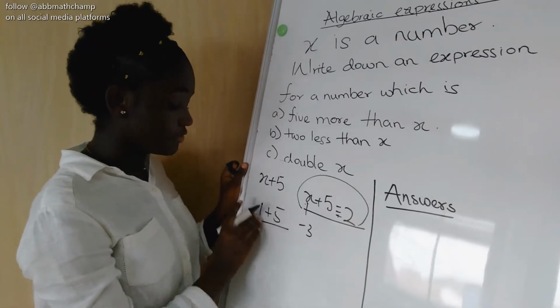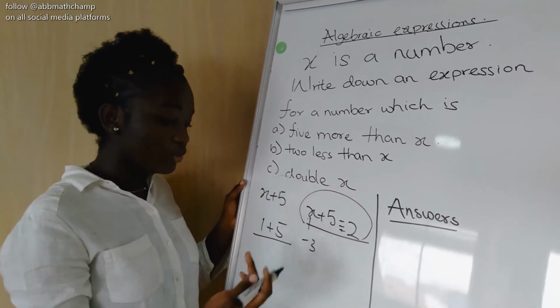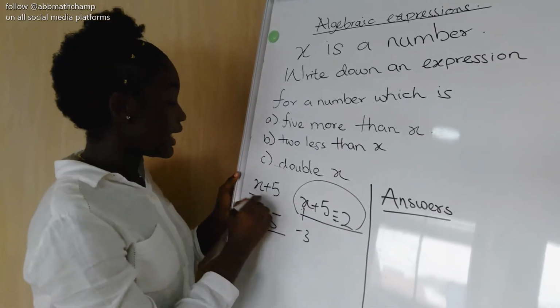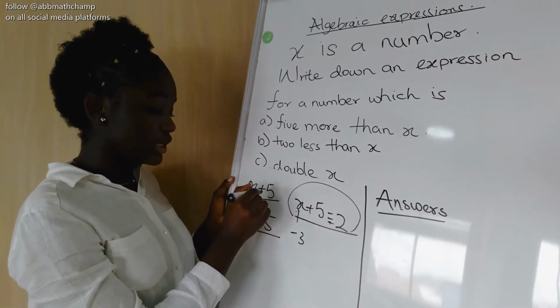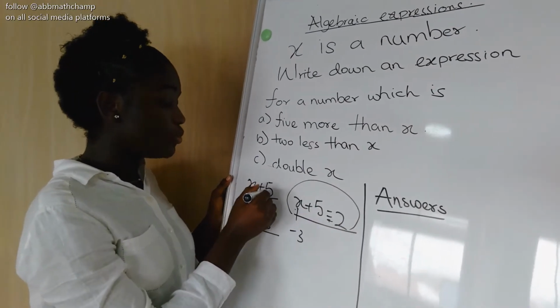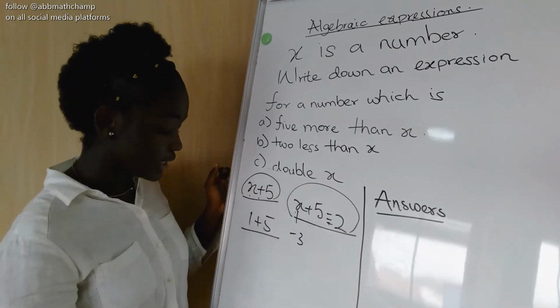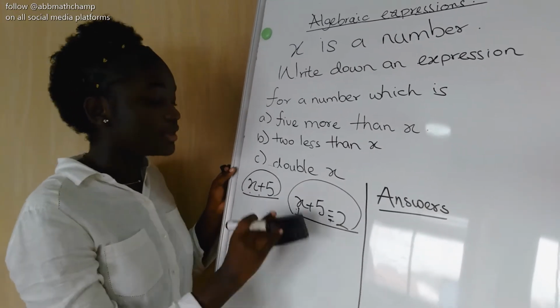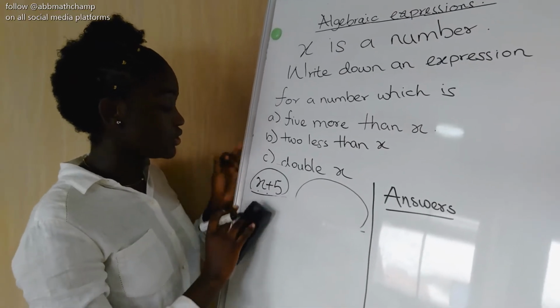Here we don't have a variable, so it's not an algebraic expression. It's rather a numerical expression. Here we have a variable, an operational sign, which is the addition sign, and then we also have 5, which is a number. So this makes it an algebraic expression. So we rule this out. This is also out. This is our algebraic expression.